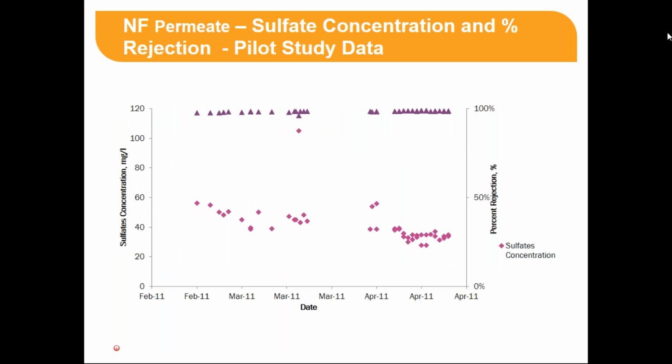So let's look at the sulfate in the NF permeate, as well as the rejection rate. You can see here, the sulfate rejection was almost 98%. So NF is a very good application for sulfate rejection. And the average sulfate we produced in our pilot study was less than 40 milligram per liter. The feed had around 1800 to 2000, and we were producing less than 40 milligram per liter of sulfates in the effluent.